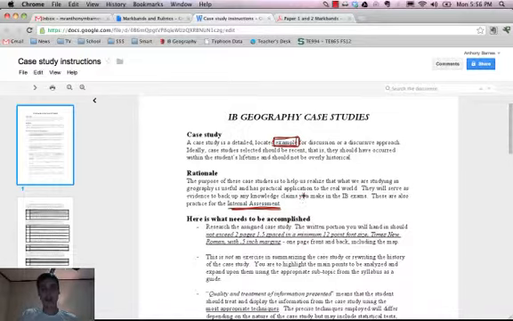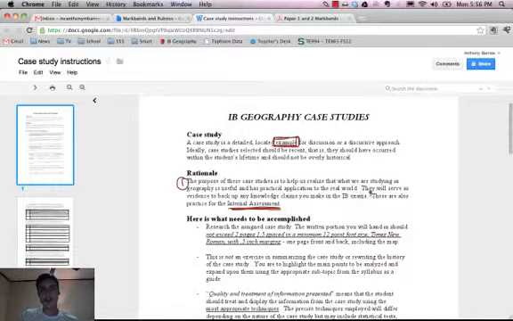The reason that we're writing these is, first of all, we're trying to relate the geographic concepts that we learn in class to the real world. If we're asking ourselves why we are learning what we're learning, one of the reasons is that there's a real-world connection that can be made. We're trying to make that connection through these case studies.